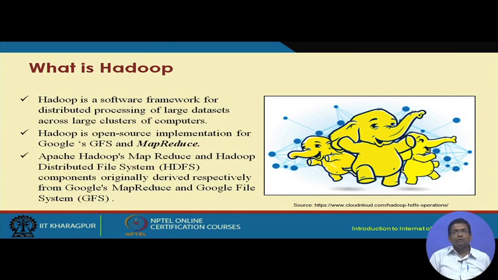So, what is Hadoop? This is basically a software framework for distributed processing of large data sets across large clusters of computers. It is an open source implementation of Google's GFS, the Google file system, and MapReduce. Apache Hadoop's MapReduce and Hadoop distributed file system, well known as HDFS, are originally derived respectively from Google's MapReduce and Google file system.